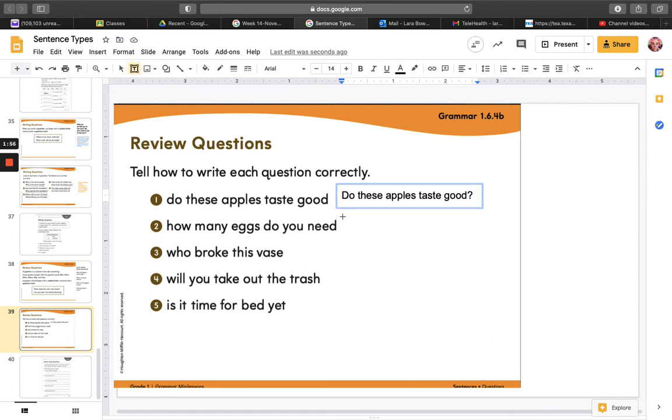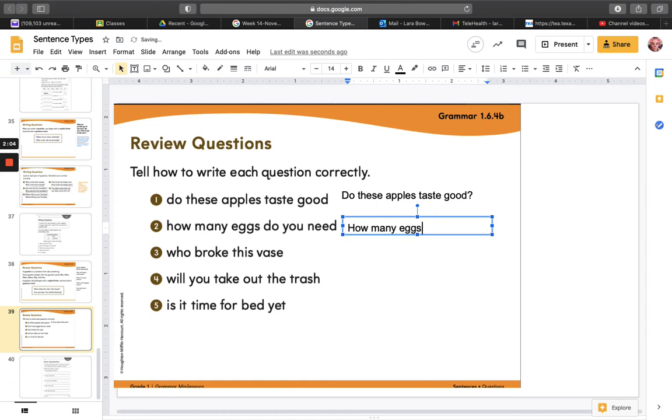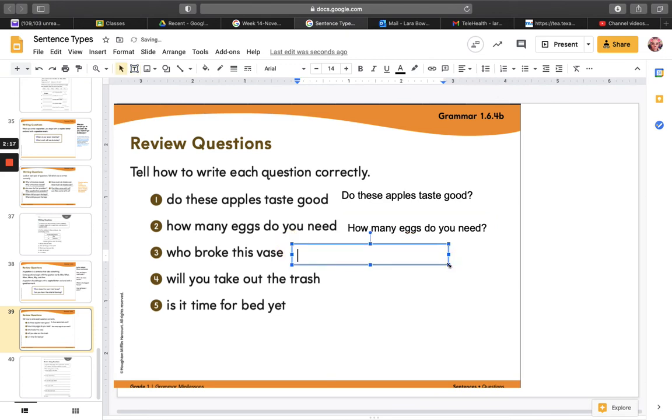Read number 2 with me. How many eggs do you need? It's asking me something. How many eggs do you need? And it's asking me, so I need a question mark. Number 3. Who broke this vase? This is a question. Who? Capital at the beginning and a question mark at the end because it's asking a question.